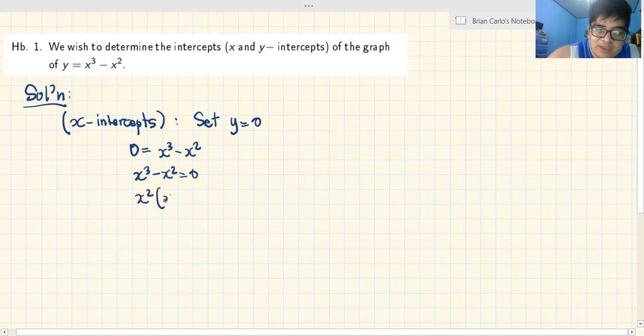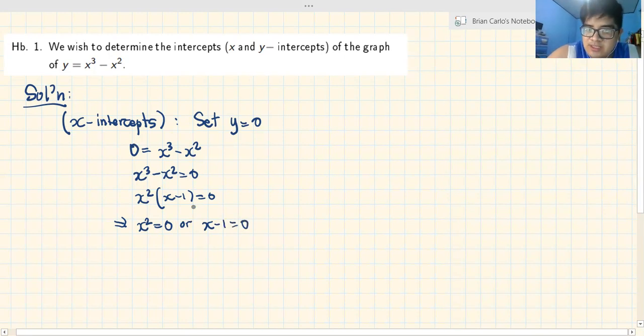Tama? Magiging x squared times x minus 1 is equal to 0. Kapag may ganitong given na naka-parenthesis na mangyayari, this implies that x squared is equal to 0 or x minus 1 is equal to 0. Palagi may or kasi may dalawang scenario na pwede mangyari. 'Di ba? Si x squared equals sa 0 or x minus 1 ay equal sa 0.